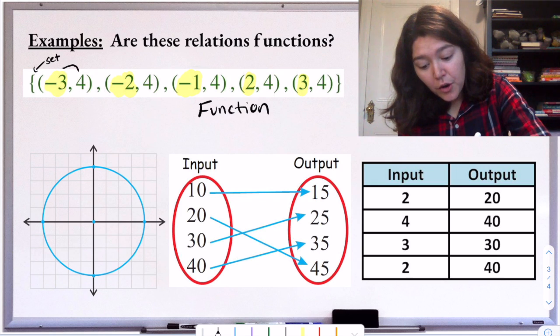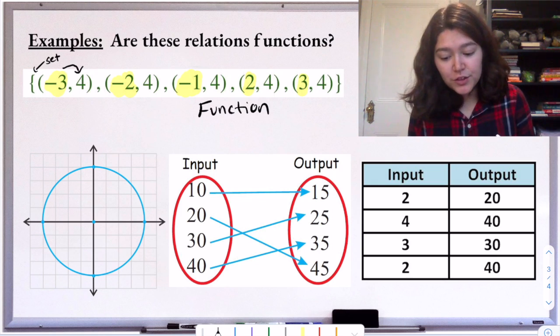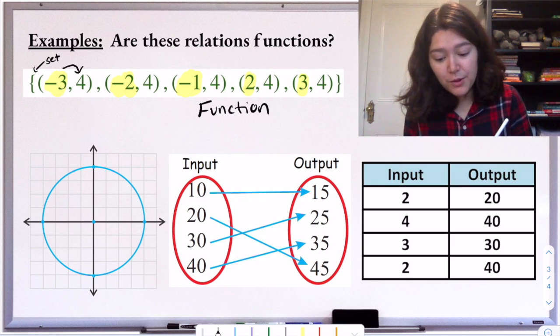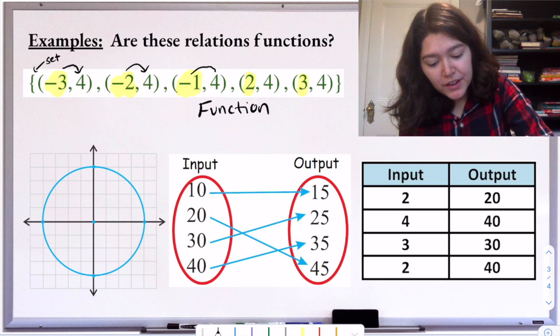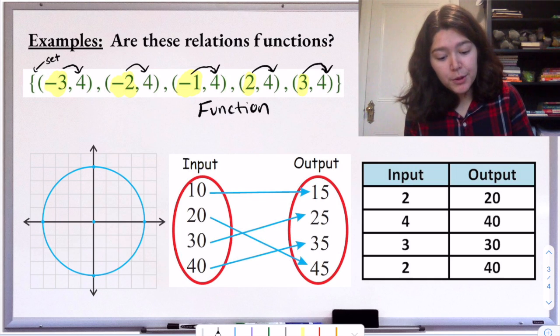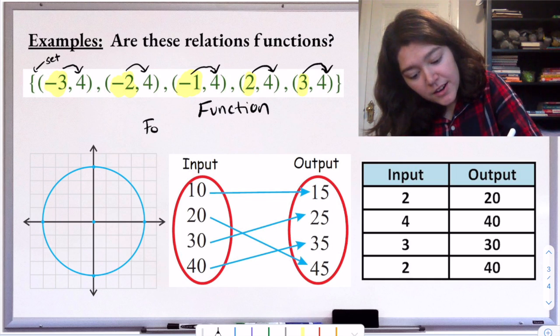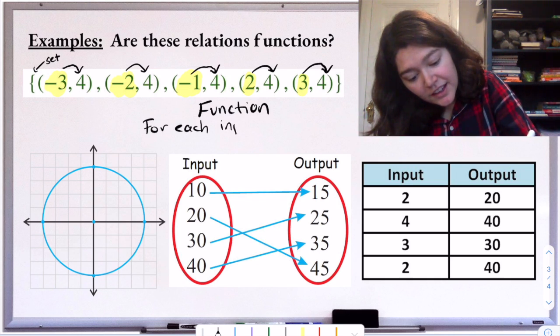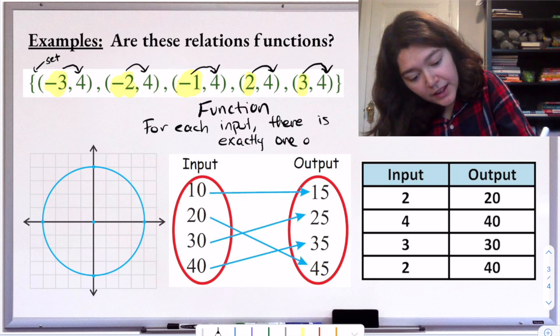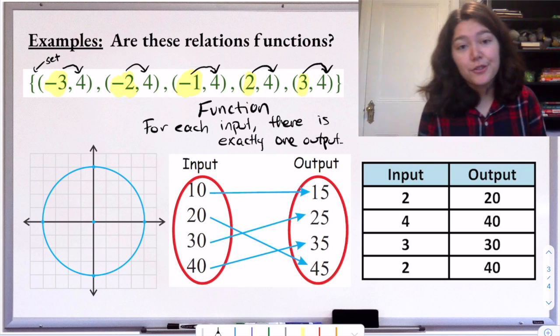So negative 3 only goes to 4. There's no other negative 3, it's not negative 3, 4, negative 3, 6. We only see negative 3, 4. Same thing here. For the input of negative 1, we only have the output of 4. For the input 2, we only have the output of 4. And for the input 3, we only have the output of 4. So for each input, there is exactly one output. That's what we have in this situation. Thus, we have a function.